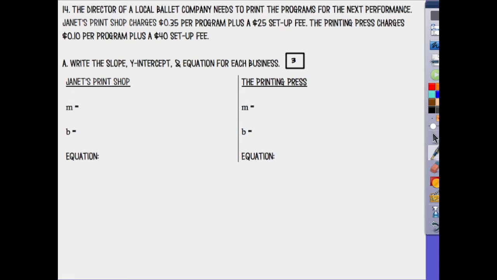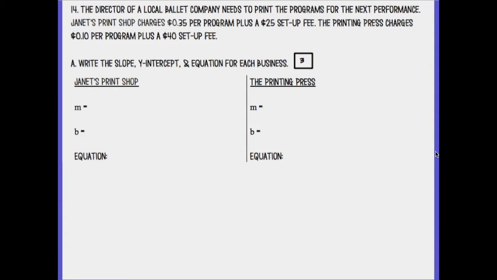All right, now with the print shop. So with the print shop, we need to read this carefully. We get charges for different things on here, right? It says, write the slope, y-intercept, and equations. It says Janet's print shop is 35 cents per program and $25 setup fee. So which one of those is a slope? It's going to be the one that changes. That per program is going to help me see that. So slope is 0.35. Setup fee, that's how much we always add on no matter what.